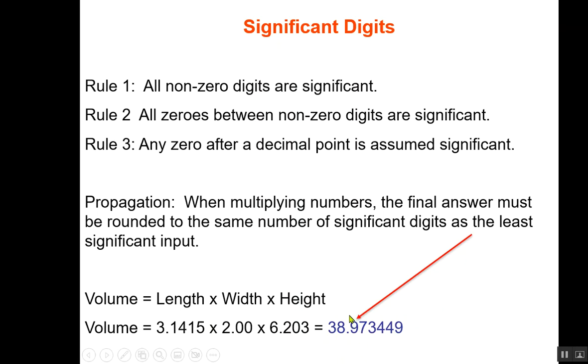We take one look beyond that, at a 7. It's greater than 5, so we're going to have to round up. 3.89, round it up. Well, 9 becomes a 0. It propagates. 9 becomes 10, so we carry the 1, and then it becomes 39.0.